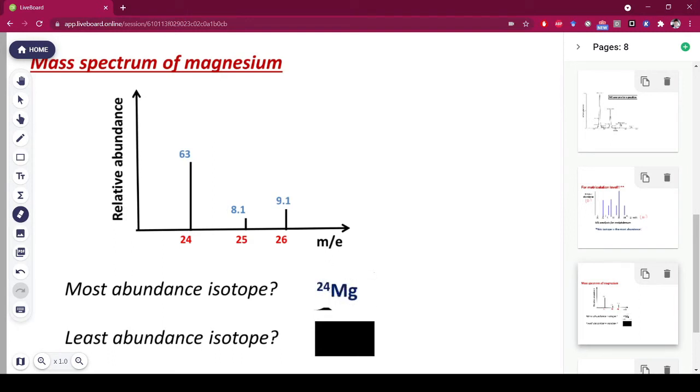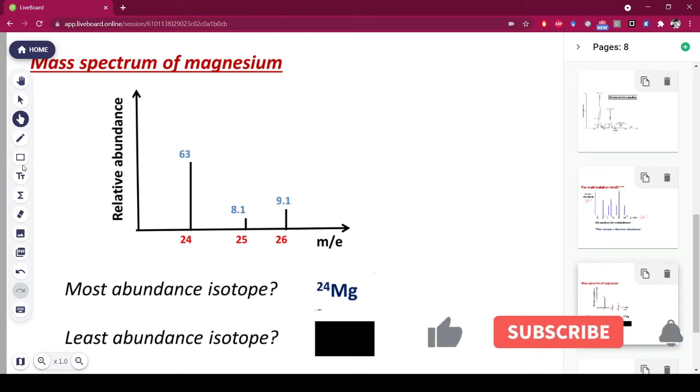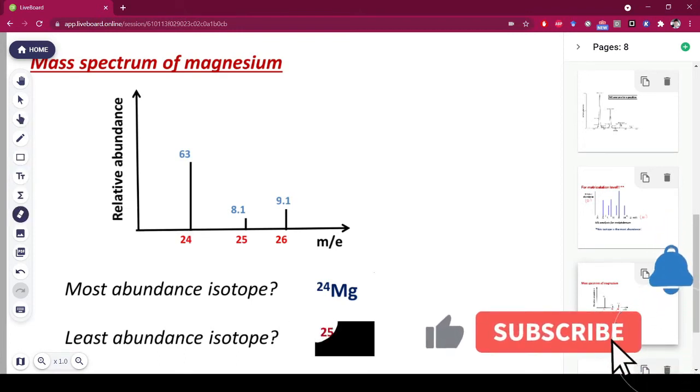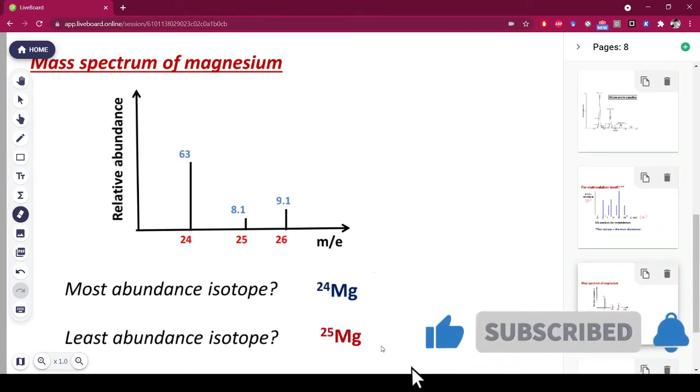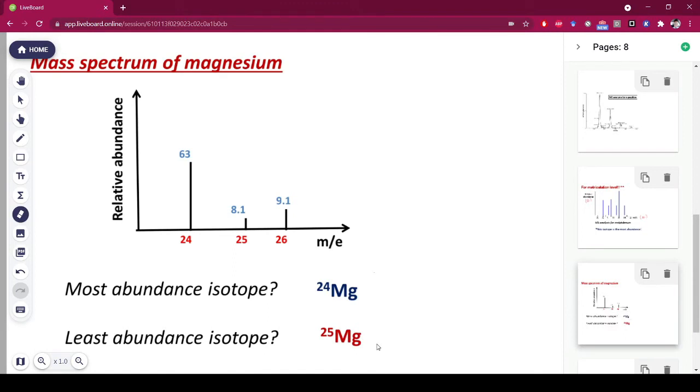So that is the most abundant, meaning you have this magnesium isotope the most on Earth. Okay, you have it a lot more on Earth. What is the least abundant? Yes, it is magnesium 25. So that's how you're going to be interpreting this mass spectrum. Okay, it's quite easy.